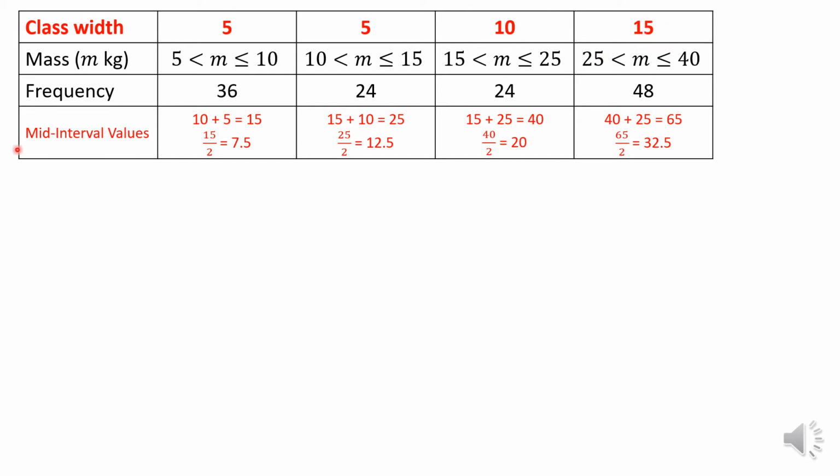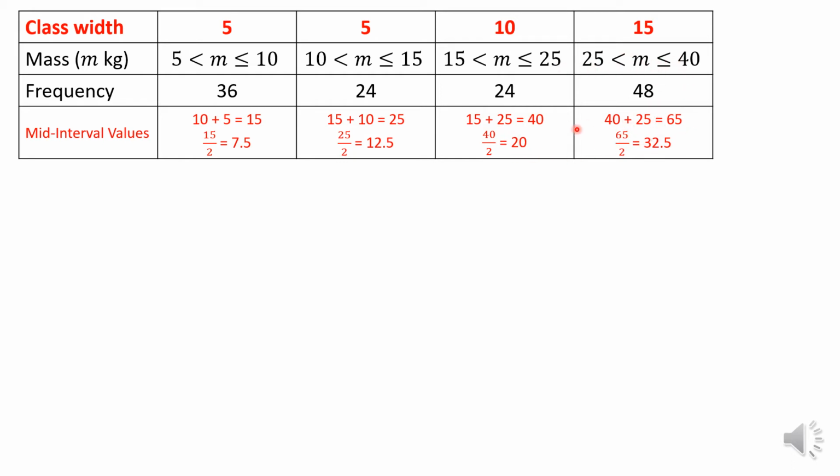Then I also added the mid-interval values, because we don't know exactly, from these 36 learners for example, who has a mass of 5 or 6 or 7 or 8. We just know that there are 36 who have a mass in that class interval. So we take the mid-interval of that class, the middle, so to speak. The middle there is going to be 7.5. The average of 10 and 15 is 12.5. The average of this class interval is 20, and the average of this class interval here is 32.5.